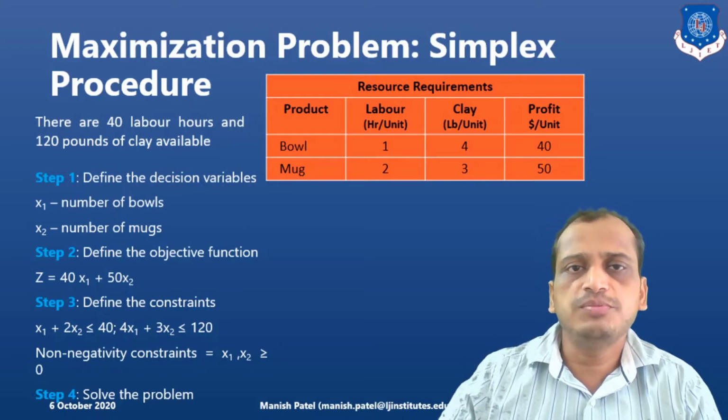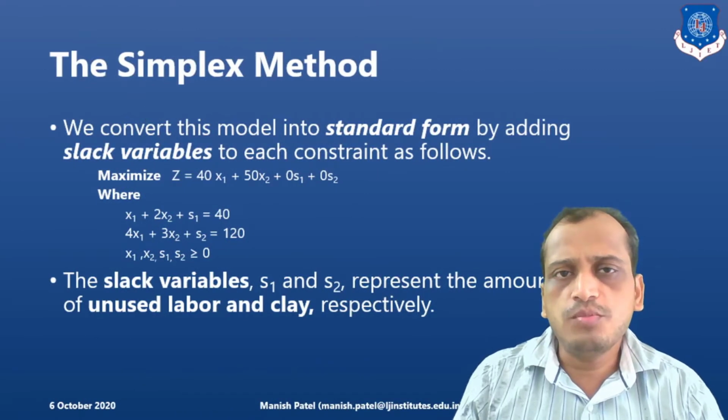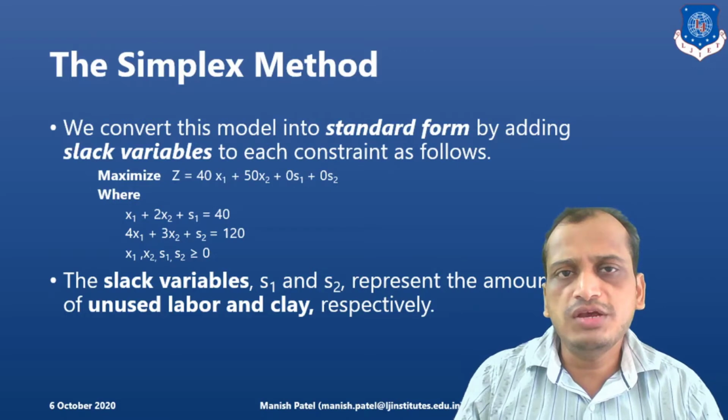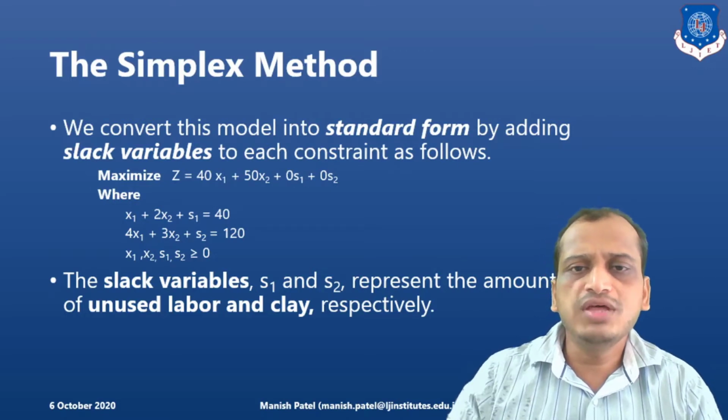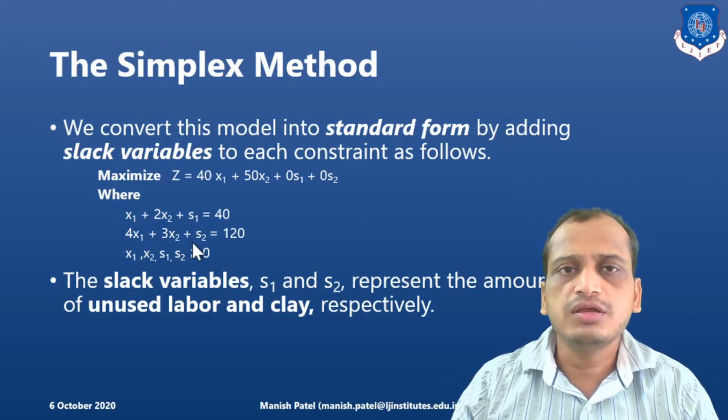So let's try to solve the problem with the help of the simplex method. The first and foremost step in the simplex method is to convert these inequalities into equalities with the help of slack variables. How do we do that? We balance the equations by introducing s1 and s2. Here it was a less than or equal to sign, and we convert it into equalities with the introduction of the s1 and s2 variables.